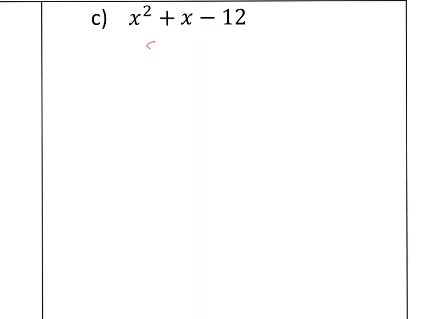Example C, the sum. So it's the number of x's, and it's the number before the x. Now, there isn't really a number there, but whenever there isn't a number, that means that the number is actually 1. There's one of the x's there. The product then is the number term. And what it is, it's actually minus 12.